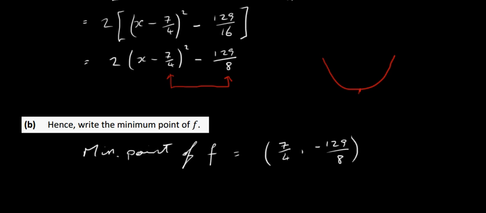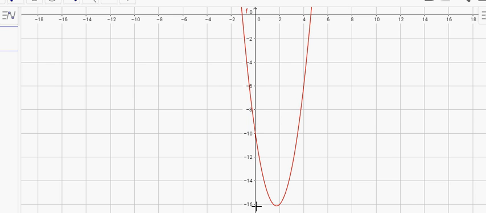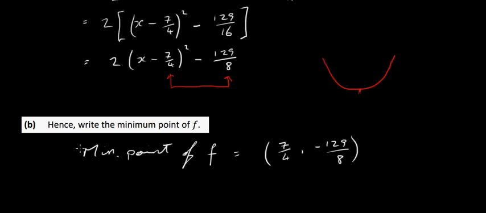And on the y-axis, minus 129 over 8. Minus 129 over 8 here, and that is just under the minus 16 here. So we can see here that we are correct. Okay, so we have our minimum point here.